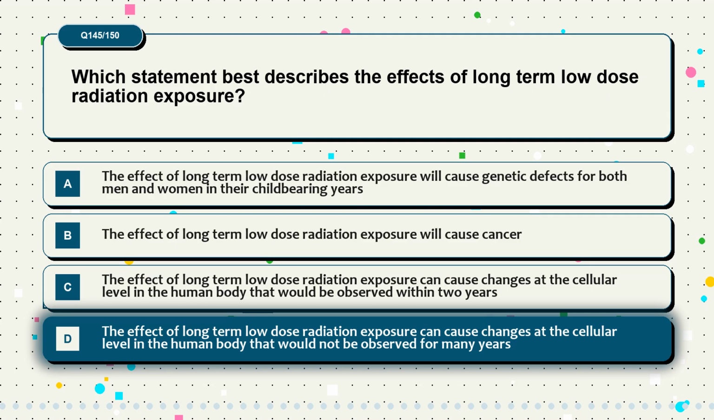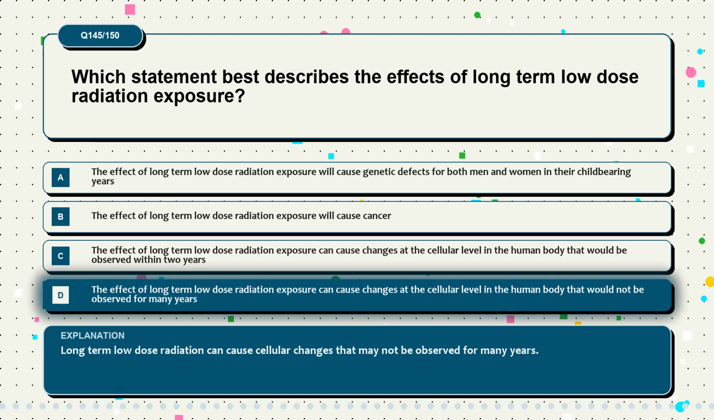The correct answer is option D. The effect of long-term low-dose radiation exposure can cause changes at the cellular level in the human body that would not be observed for many years. Long-term low-dose radiation can cause cellular changes that may not be observed for many years.